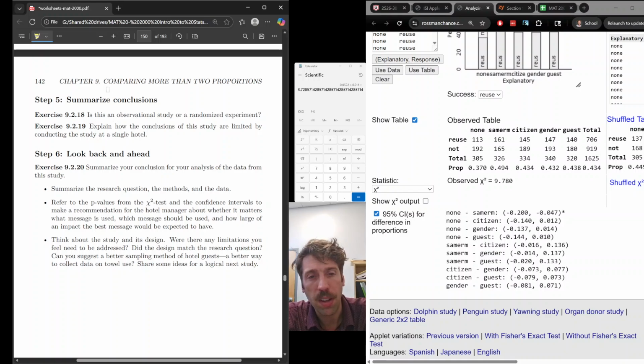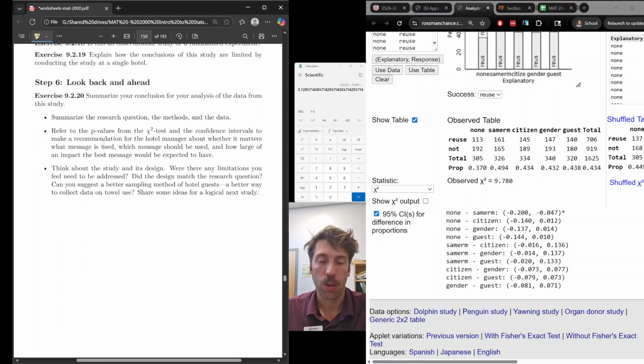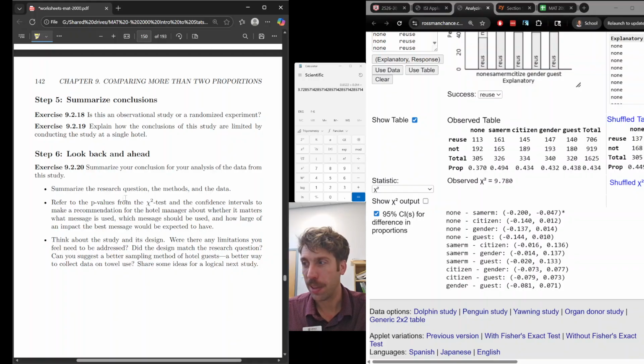And then think about the study and its design. Were there any limitations you feel need to be addressed? Did the design match the research question? Can you suggest a better sampling method of hotel guests, a better way to collect data on towel use? Share some ideas for a logical next study. Again, all of those should be complete sentences, so make sure you answer that last question with complete sentences. All right, that completes section 9.2.